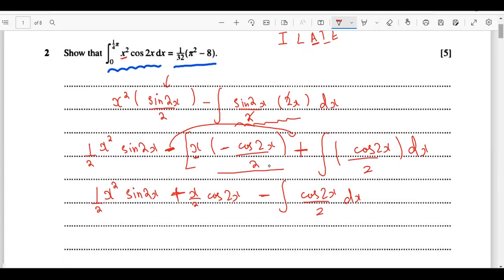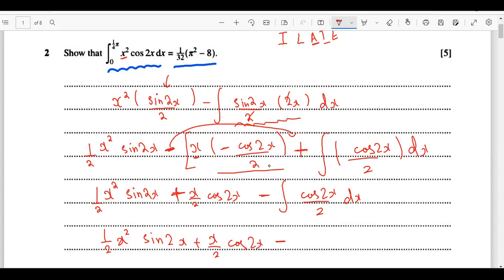And finally, we are going to get what? 1 by 2 x squared sine 2x plus x by 2 cos 2x minus and then cos 2x by 2.